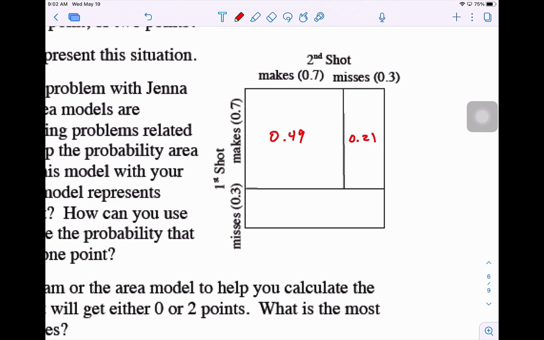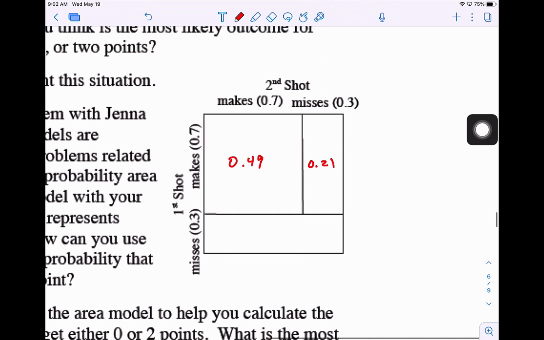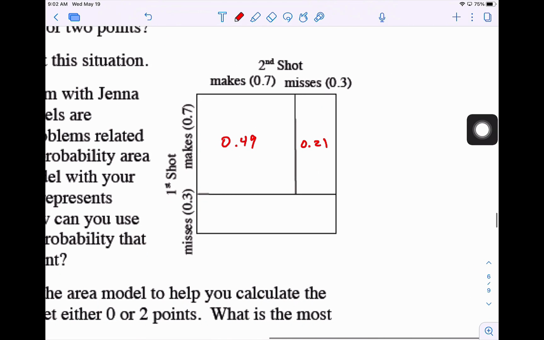And finally, down here, quick question about this area model. Why is this line not extended? Why is it just one block? What's that? There it is. Because if you miss the first one, there is no second one. If you go ahead and miss that first one, there is no second shot. So, first shot you miss, well, you don't have to worry about the probability of the second one. There is no probability of a second shot in this case.